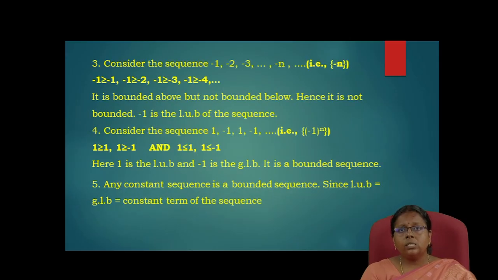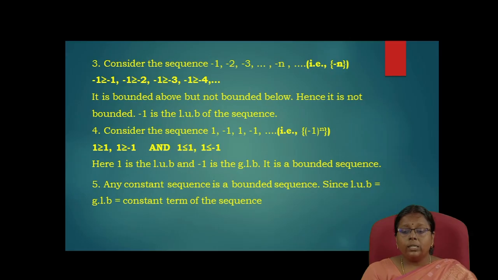Consider the sequence -1, -2, and so on. Here each term is less than or equal to -1, but we cannot find a number such that every term of the sequence is greater than or equal to that number. Therefore this sequence is bounded above but not bounded below, and it has the LUB -1.